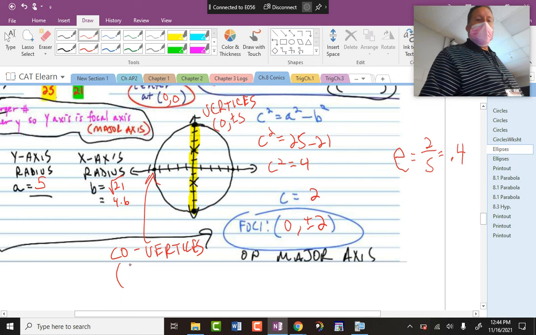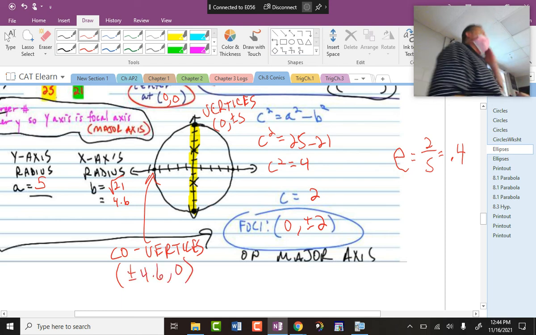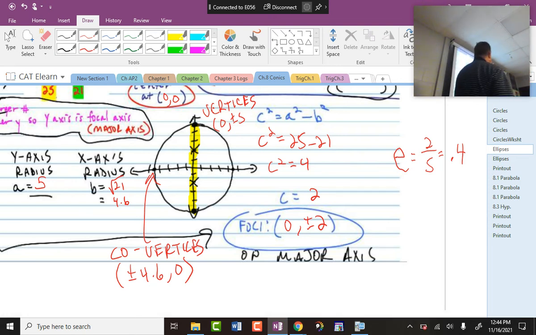All right, and this is plus or minus 4.6, comma 0. So these are other things that we could ask you. I know I threw out co-vertices. Other books call it that. They just call it the endpoints of the minor axis. So just be aware of that term as well.